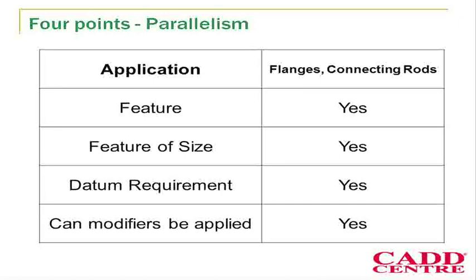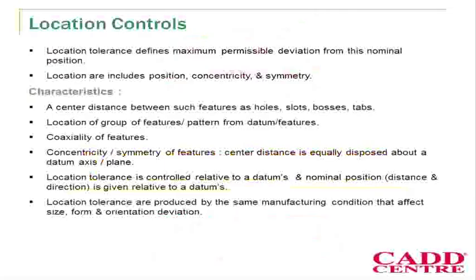You require a datum for applying the parallel condition, and modifiers can also be applied for a parallel condition. Next comes the location control. Location tolerance defines the maximum permissible deviation from the normal position. It includes position, concentricity and symmetry. The characteristic of location control is the center distance between features such as holes, slots, bosses and tabs. It represents the coaxiality of the features.